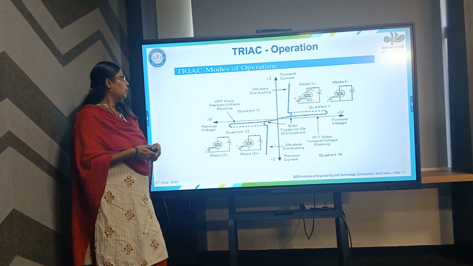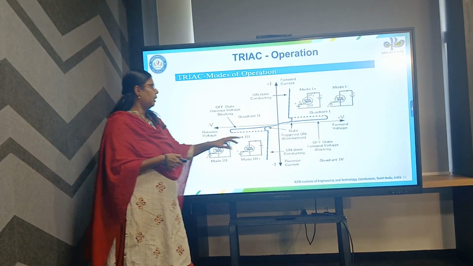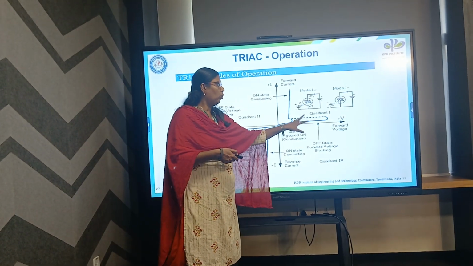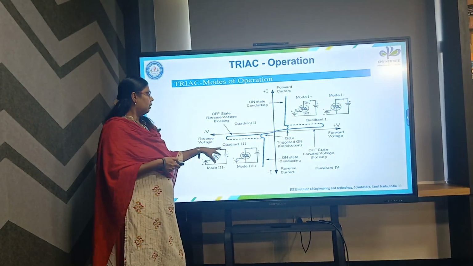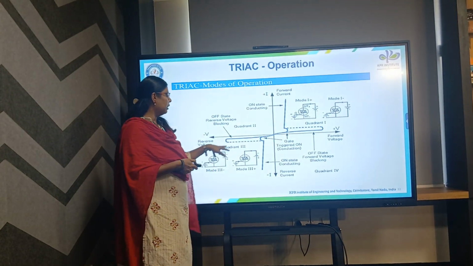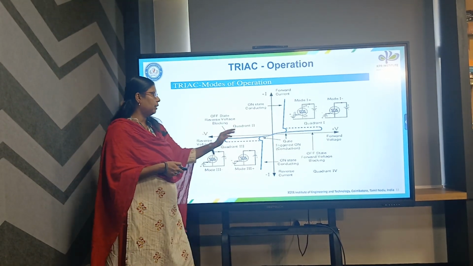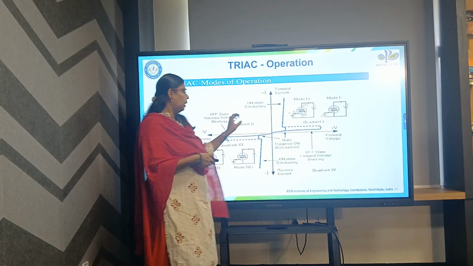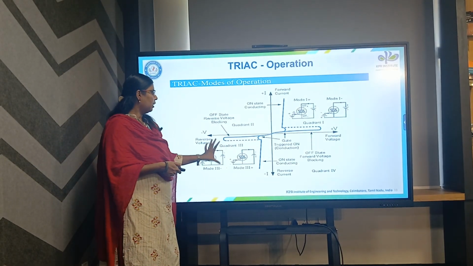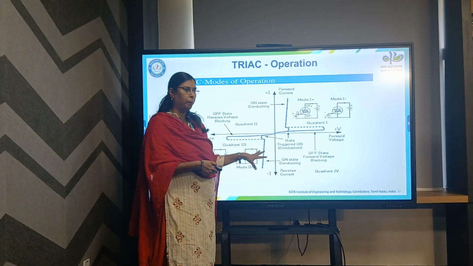So this is the VI characteristics of TRIAC. In the case of SCR, we have the forward blocking mode and forward conduction mode, and only the reverse blocking condition. But in the case of TRIAC, we have forward blocking, forward conduction mode, and reverse blocking, reverse conduction mode. Likewise, quadrant 1, 2, 3, 4 operation.